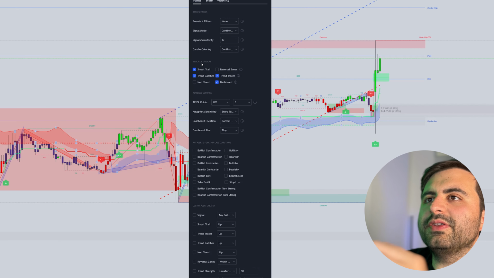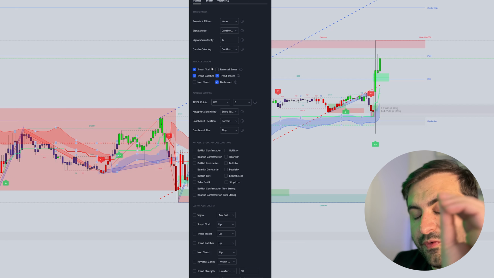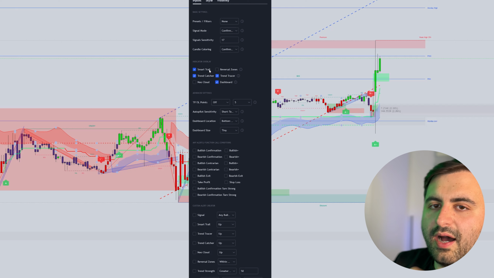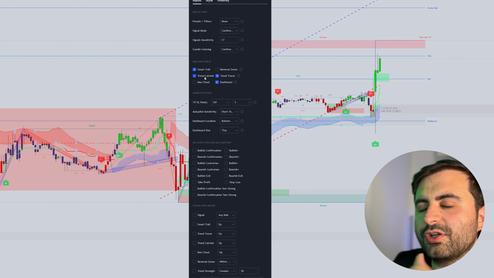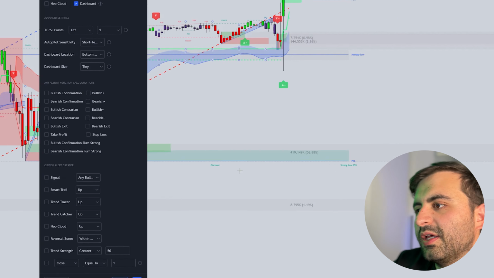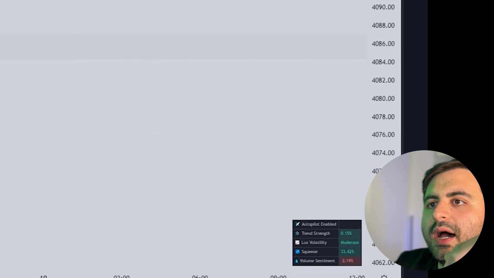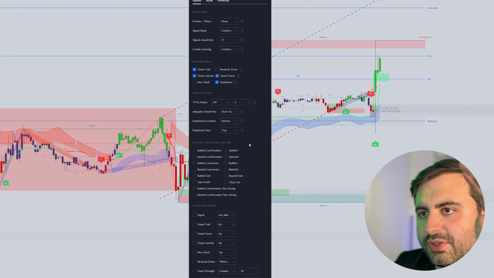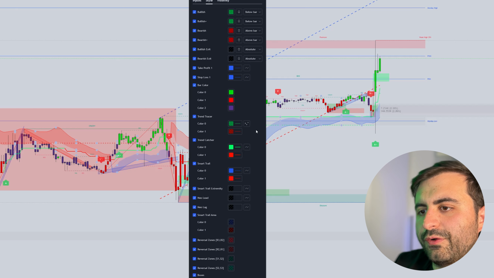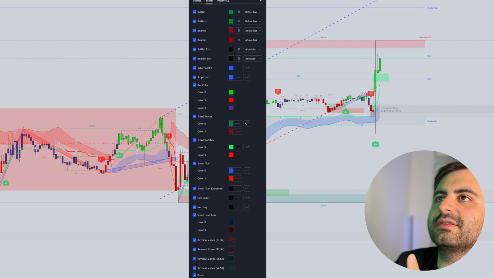My indicator overlays are very important. The first one is Smart Trail, I enabled it. Trend Catcher, I enabled it. Trend Tracer, I enabled it. And the dashboard, I don't touch those settings. This is mostly for alerts. And the styles, you can do whatever you want. Those are my style settings.